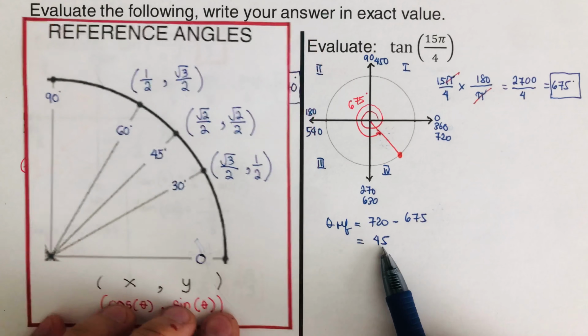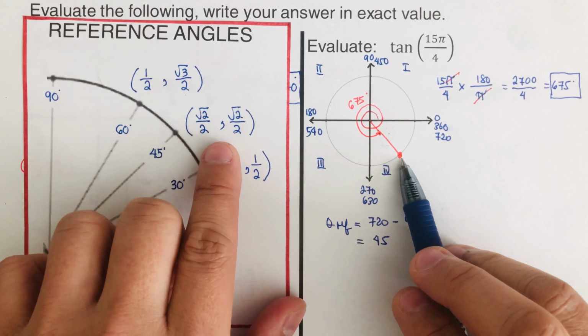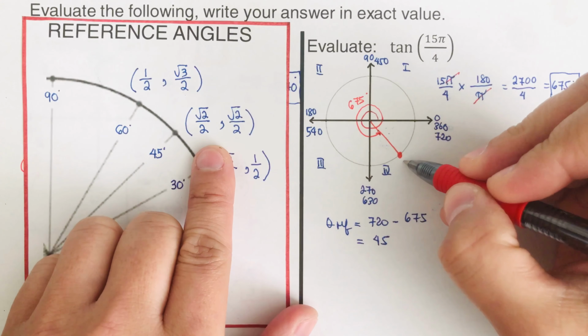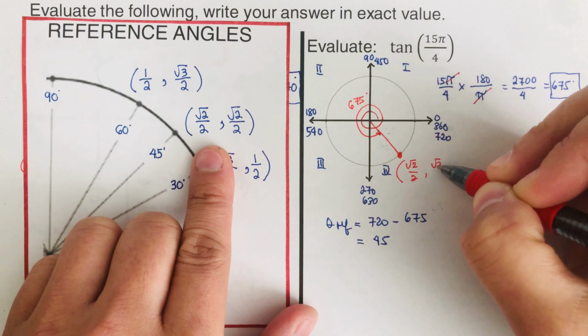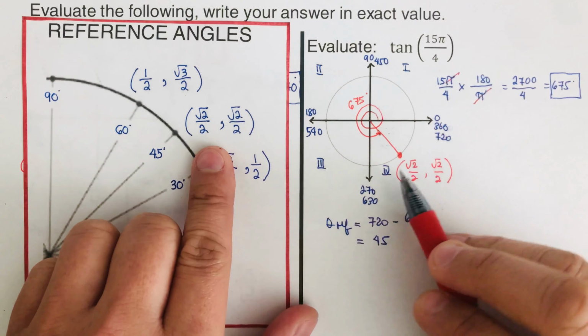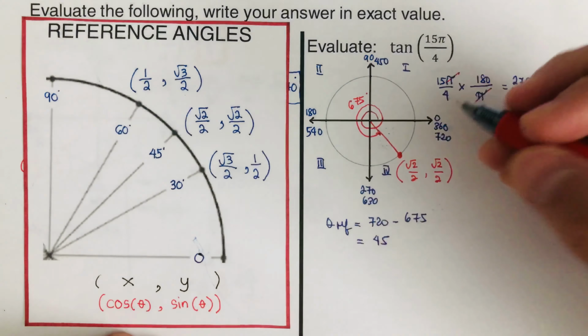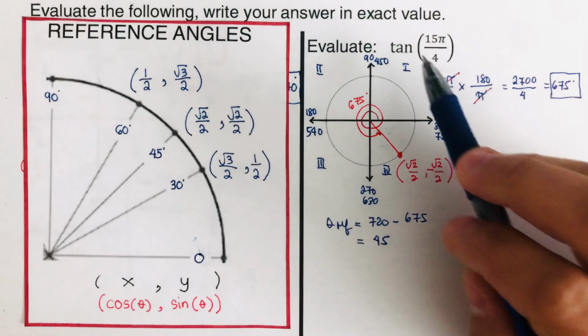So then we go ahead and look at 45 right here. So this 675 will have the same coordinate as that of the 45 degrees. So I'm just going to write that up here. That is square root of 2 over 2 and square root of 2 over 2. Now we remember that on the fourth quadrant, the x is positive and the y is negative. So I can label this as negative right there. So then we go ahead and determine the tangent.